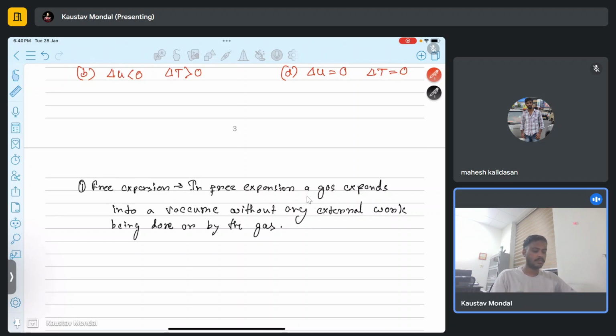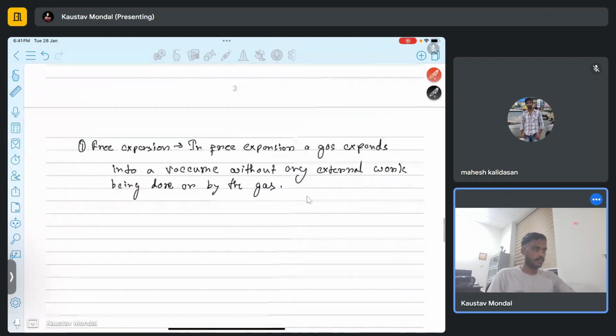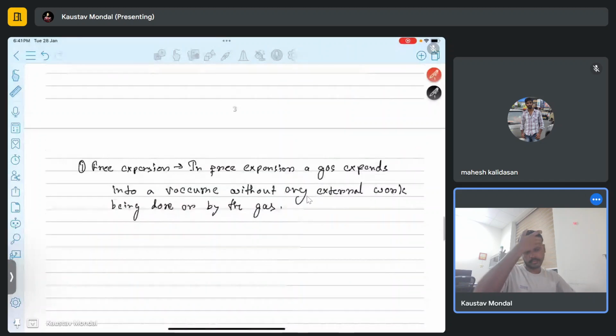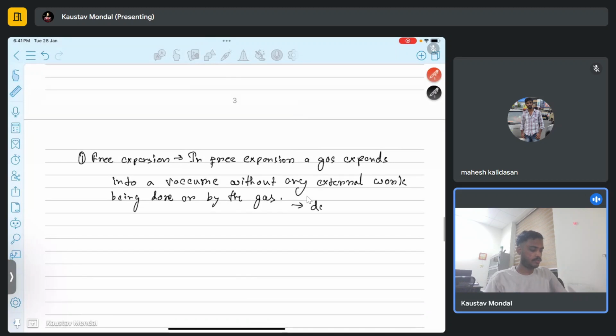As there is no external agent, during this expansion the gas will not do any kind of work. If there is some external agent, like another gas or some piston, then when the gas expands, it has to do some work against that external agent, right? But for this system, as it expands in the vacuum, it doesn't do any work. So work done will be 0 for free expansion. Okay, dW equal to 0.